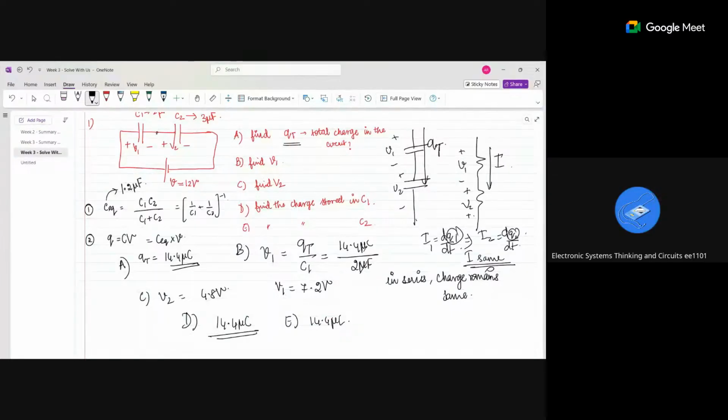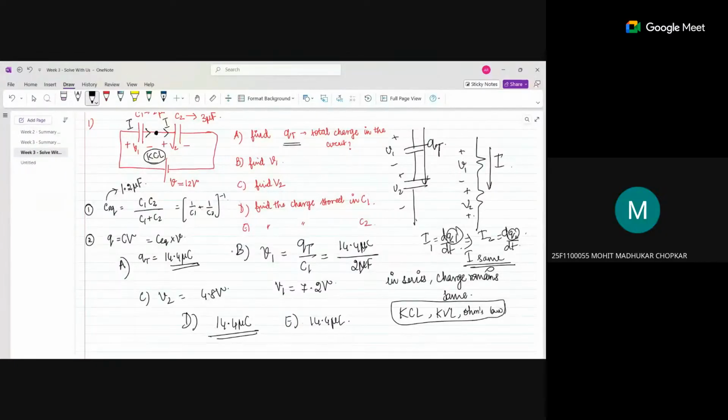You can try finding KCL at this point. What does KCL say? The current entering the circuit will be equal to the current leaving the circuit. This is the I entering the capacitor and leaving this one. Since there is only one branch entering and leaving, this will be equal to this current. In all circuits, KCL, KVL, and Ohm's law will be followed.